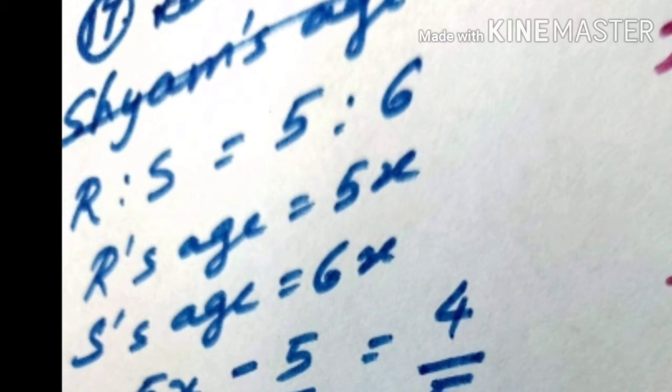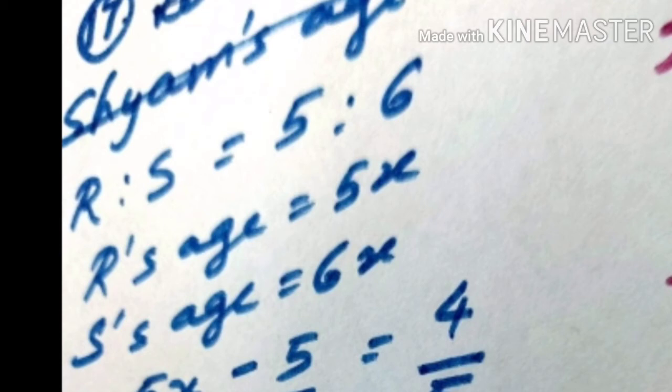Whenever a ratio is given, at that time we can take any variable in multiplication with that number. And Shyam's age is equal to 6x. As it is a given ratio, we cannot take another variable. We will take the same variable here, as Ram's age is equal to 5x and Shyam's age is equal to 6x. This is our first part of the question.